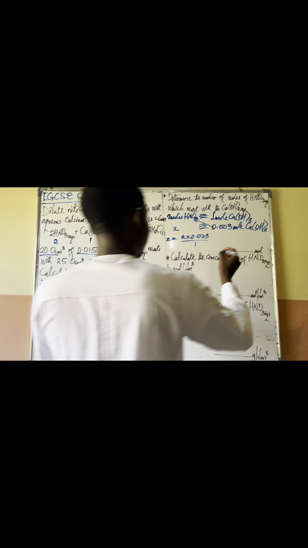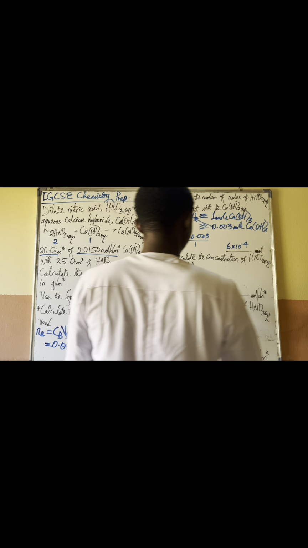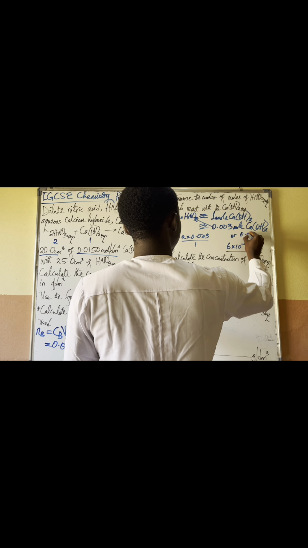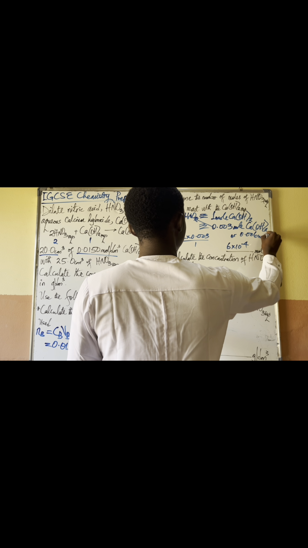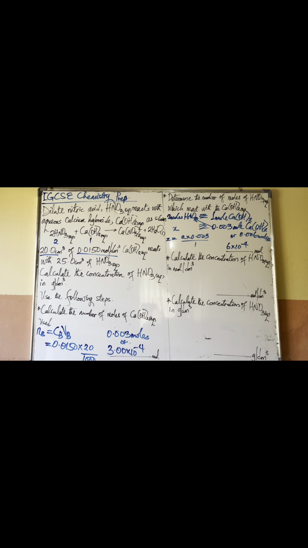So this times 2 leaves us with 6 times 10 raised to the power minus 4 moles, or we can write it as 0.0006 moles. Either way you write it, it will be accepted, either in standard form or in natural form.